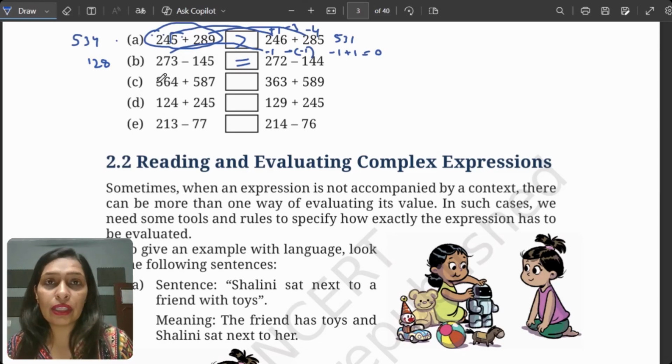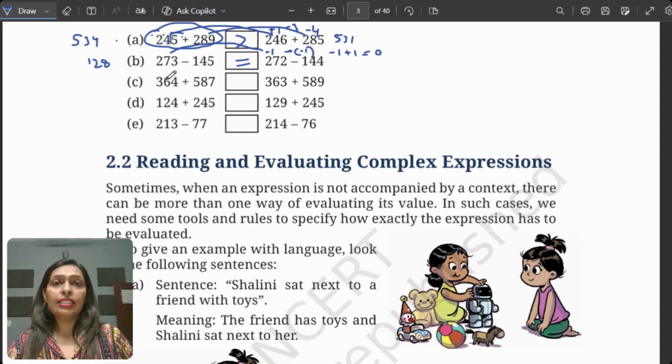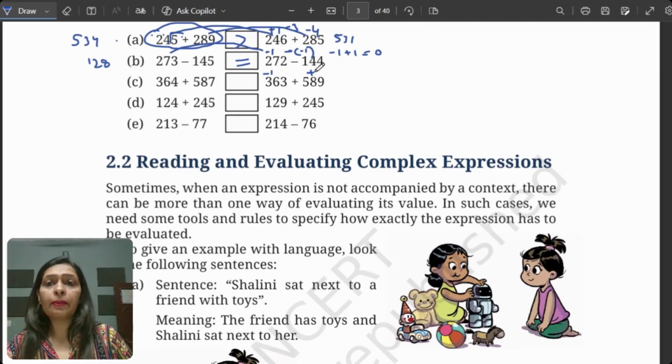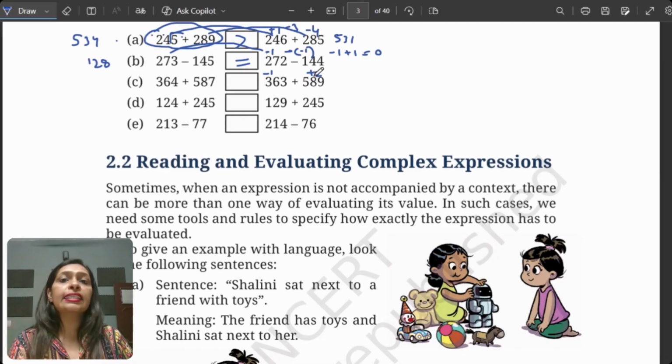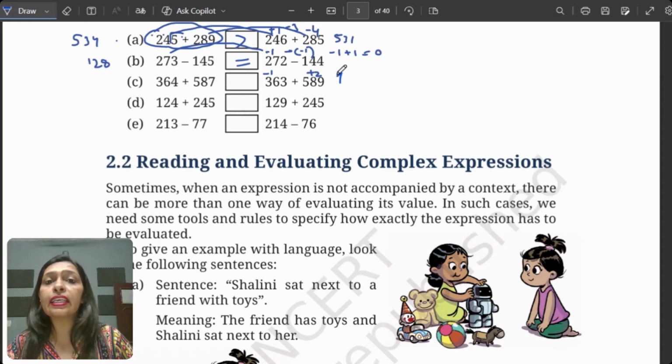Now, I hope you have got the pattern of what we are doing. Now let's be quick. Now, you have to be faster than me. So get the answer and we'll match the answer, right? So 364 plus 587. So it is decreased by 1, and 587 plus this thing, so 589, which is again increased by 2. So it is decreased by 1, and it has increased by 2. So overall it is an increase of 1. It means this is going to be greater.